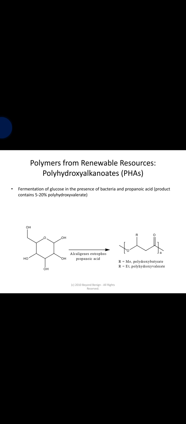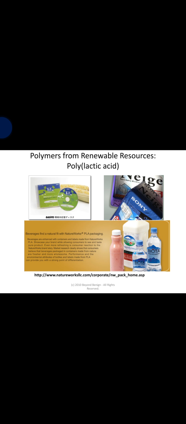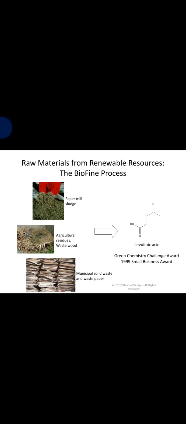These are some examples. There are polymers from renewable sources, polyhydroxyalkanoates. They can be made by fermentation of glucose in the presence of bacteria and propanoic acid. This product contains 5 to 20% polyhydroxyvalerate. We can also use polymers from renewable sources like polylactic acid.